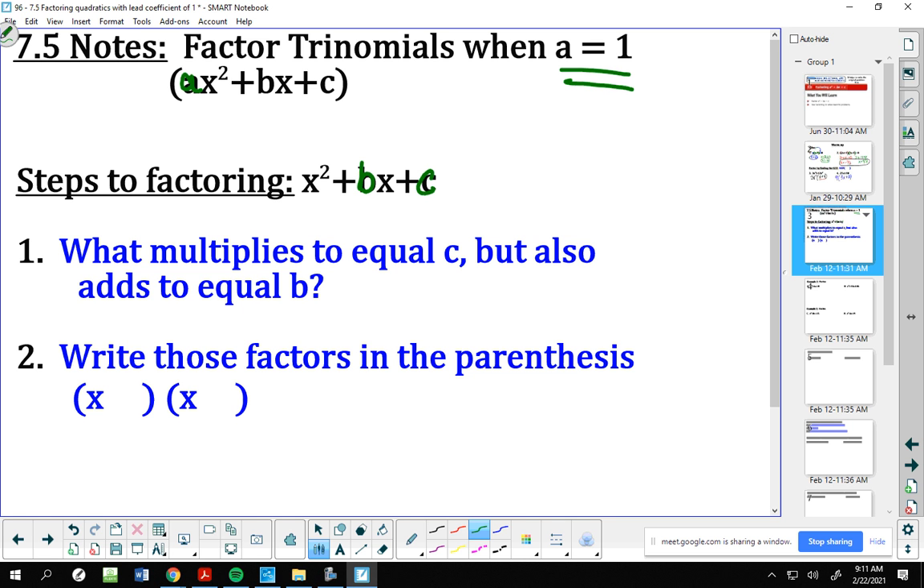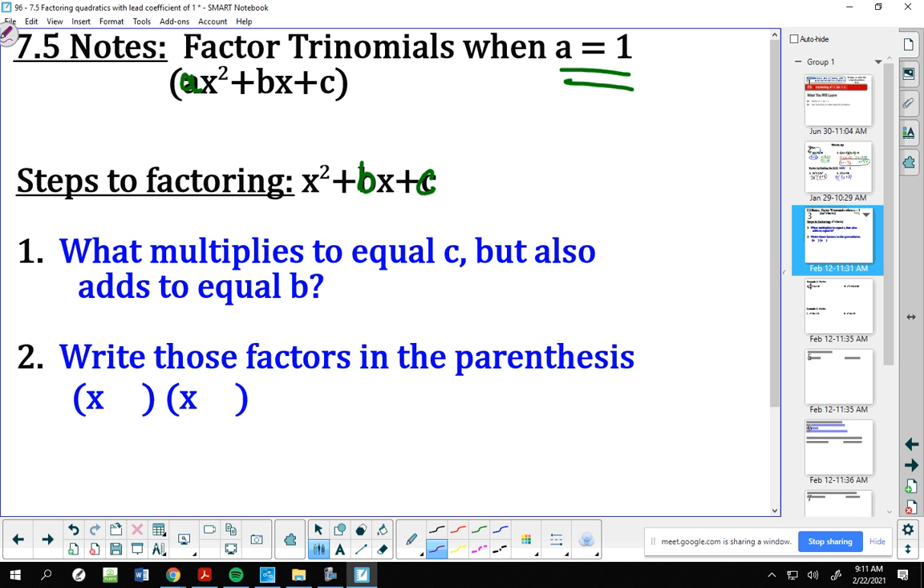Now, what I want you guys to notice is that we are doing FOIL backwards. Okay, when you guys took 2 binomials, you FOILed and you got a trinomial. Now we're just going the opposite way. So we are taking the trinomial and we're figuring out what the factors are.